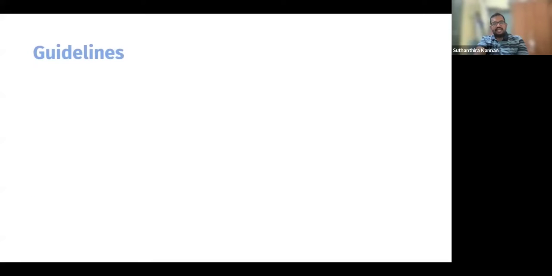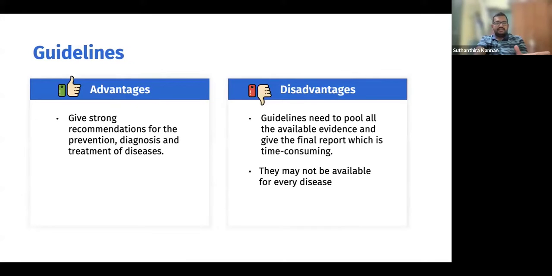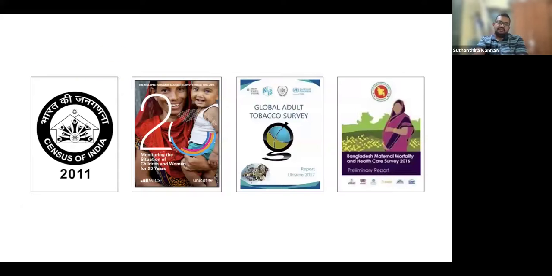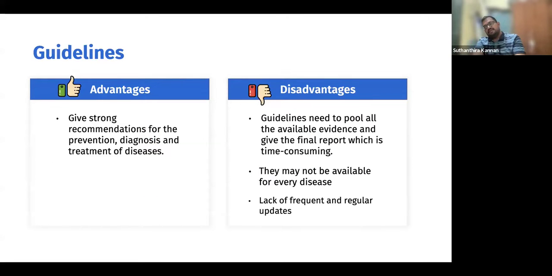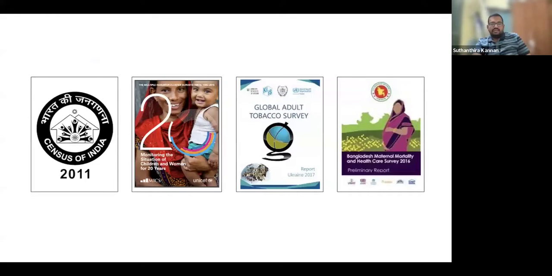Okay, guidelines can be used. They give the best recommendations for treatment and diagnosis of the disease, but they are not available for every disease. For example, for sarcoidosis, there are no treatment guidelines. Lack of frequent or regular updates may also be there. If you take animal bite guidelines, I think the last update is 2018 or 19. After that, no update. Actually, there are a lot of updates produced by APCRI, the Association for Prevention and Control of Rabies in India. So my suggestion is to go for the journal articles.